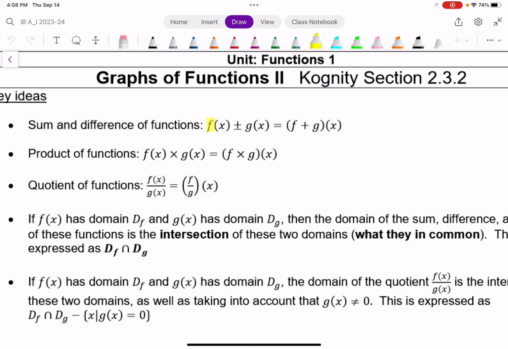In general, when you're adding or subtracting functions together, you can write it like this. Actually, it should be plus or minus right there. If you're multiplying two functions, this is a slightly faster way of writing it. If you're dividing two functions, this is another way of writing it. All right, that's it. That's just notation.